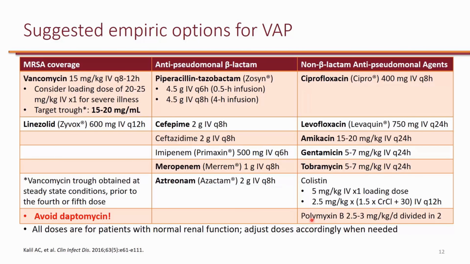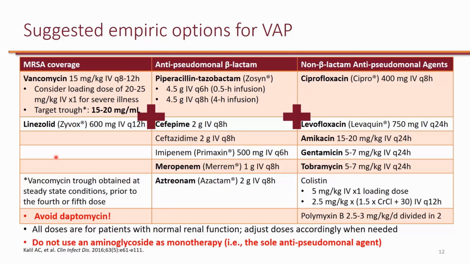So let's say someone has received IV antibiotics in the last 90 days, so let's say somebody received ceftriaxone 2 weeks ago and now they have ventilator-associated pneumonia. We can choose an MRSA active agent like vancomycin plus one beta-lactam that's active against Pseudomonas. So we can use piperacillin tazobactam, for example, plus a second agent, so ciprofloxacin. So the patient will end up receiving three agents. So ciprofloxacin plus piperacillin tazobactam plus vancomycin.